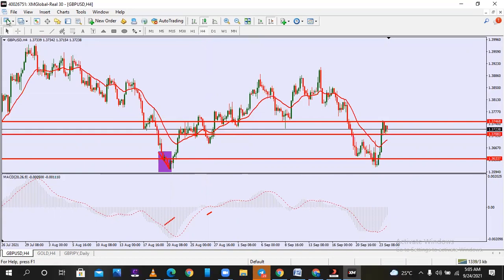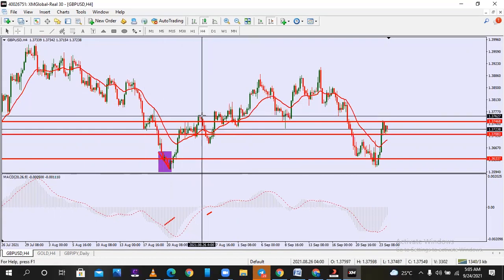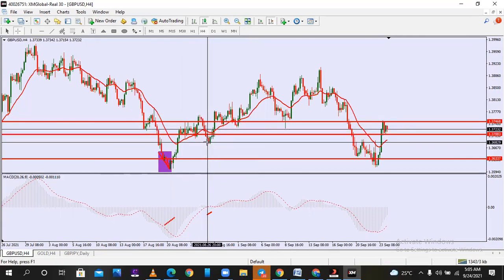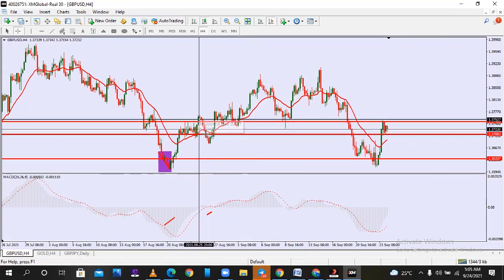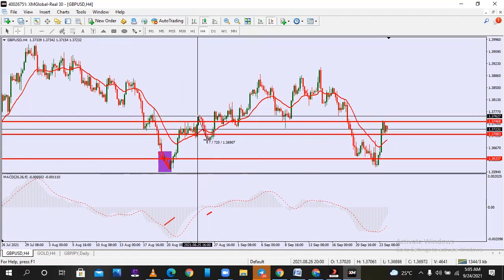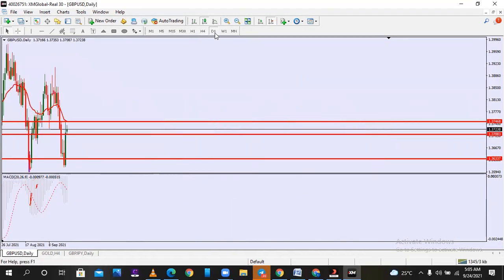Now in module 2 of this particular video, I'm going to talk about why we have this drop down here. I'm going to give us the main reason why we have this drop down here. But what happened? We saw this drop down. Market drops down again. That's what we are seeing.